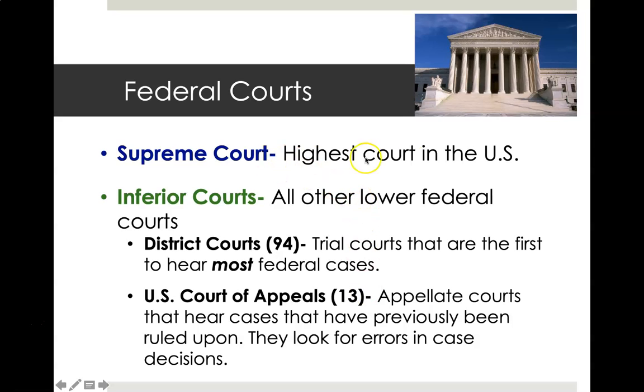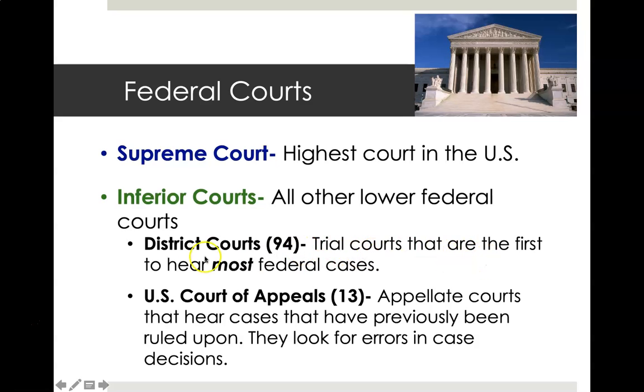Federal courts. The Supreme Court, we said, is the highest court in the United States. This is also the only court that was originally mentioned in the Constitution under the judicial branch, but it did leave room for other courts to be created. So you also have inferior courts, which are the lower federal courts. You've got district courts. There's 94 total.